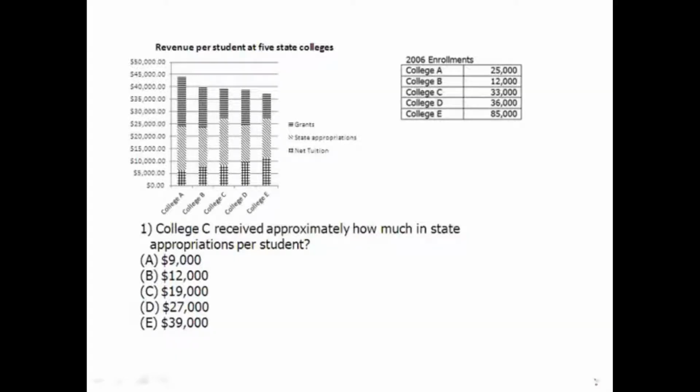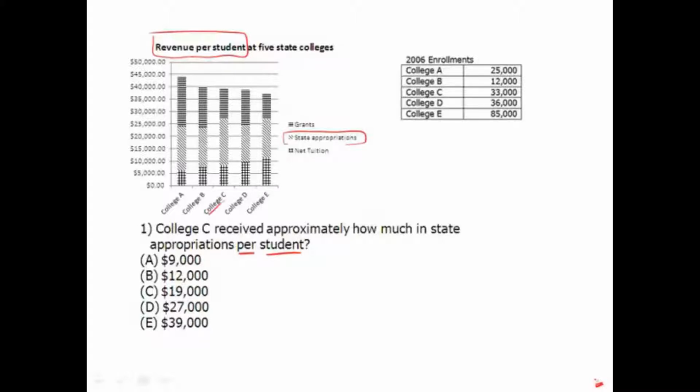College C received approximately how much in state appropriations per student? Notice that we're being asked for the amount per student, and that this graph is also given as revenue per student. So that's convenient. We can just read the number off the graph. So state appropriations is the middle part of the bar.